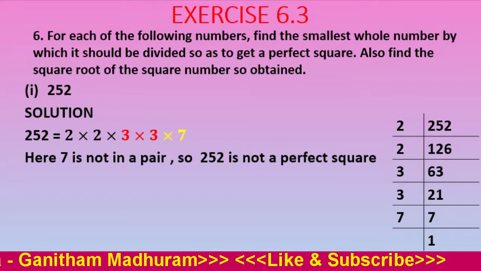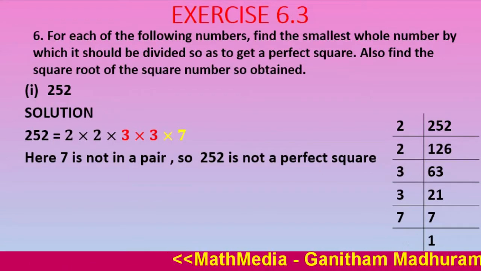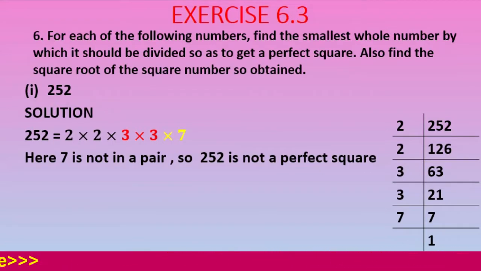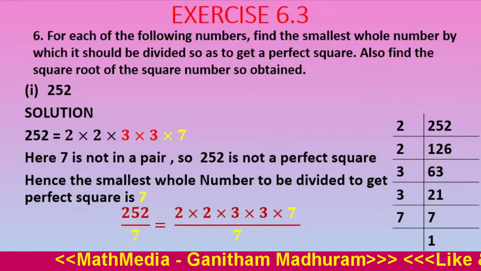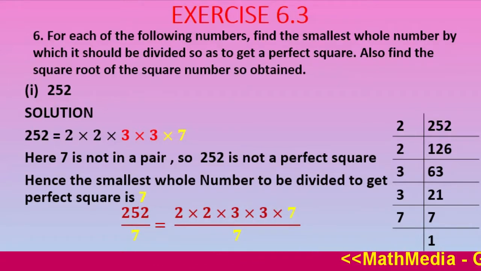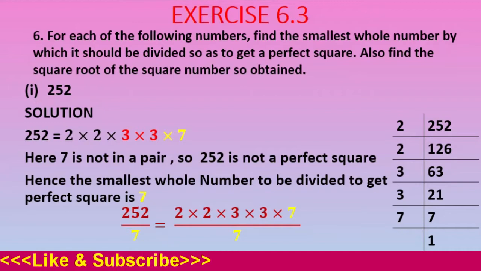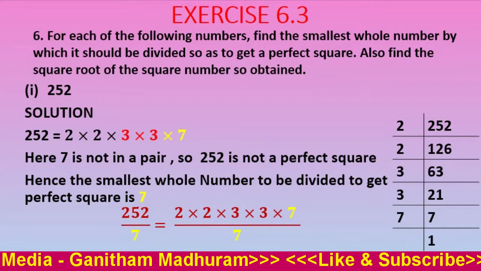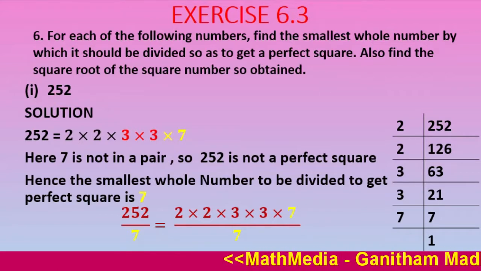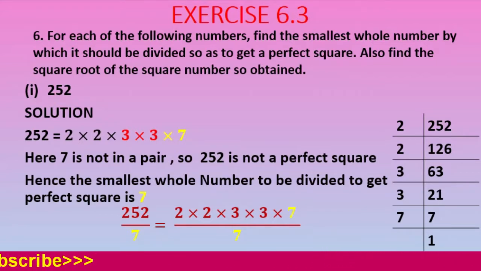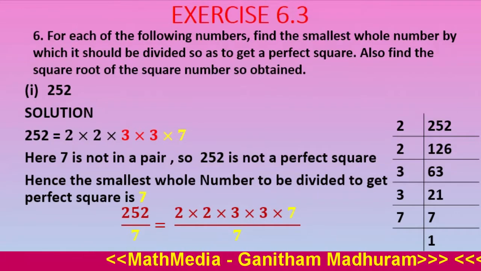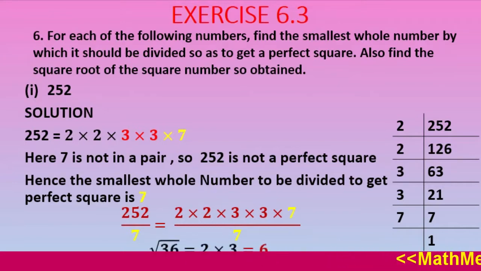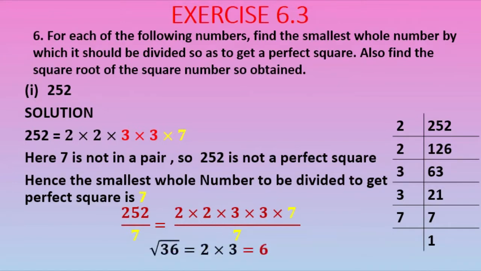If you are dividing by 7 on the RHS, the same operation should be carried out on the LHS also. So we get 252 upon 7 equal to 2 into 2 into 3 into 3 into 7 whole divided by 7. 7 is cancelled on the RHS, so the remaining will be 36. The left side, 252 divided by 7, gives 36. 36 is a perfect square, hence the square root of 36 equals 2 into 3 equals 6.